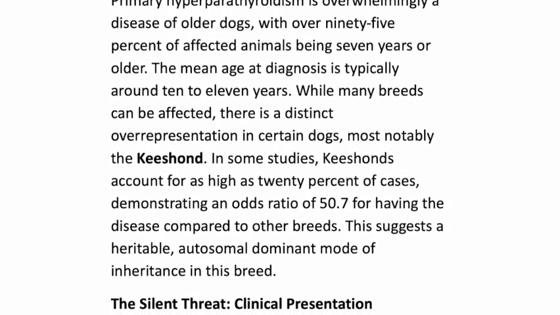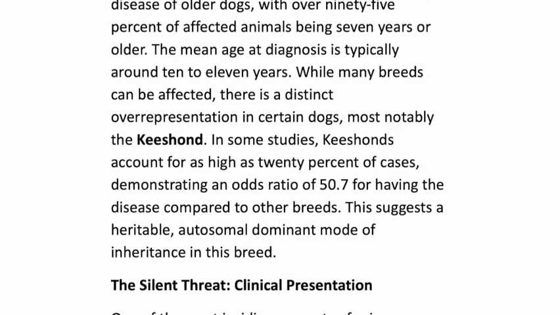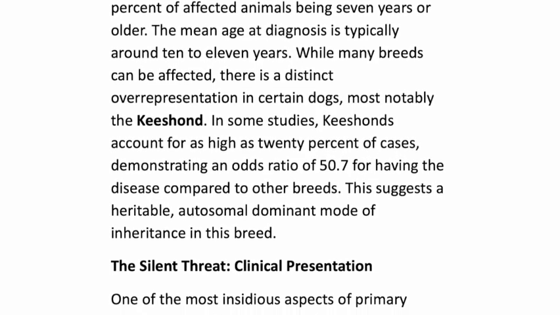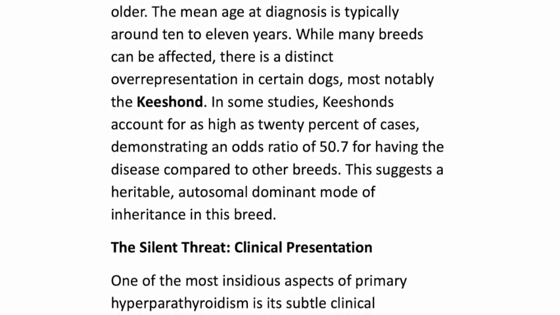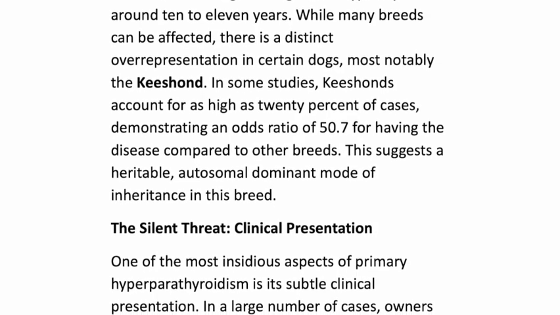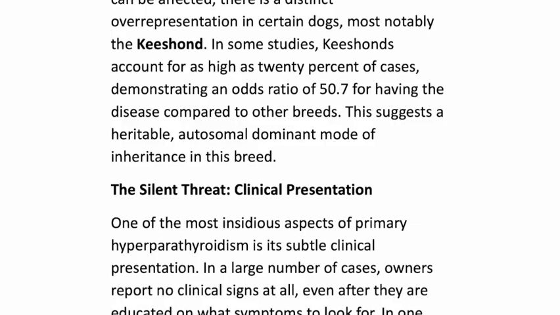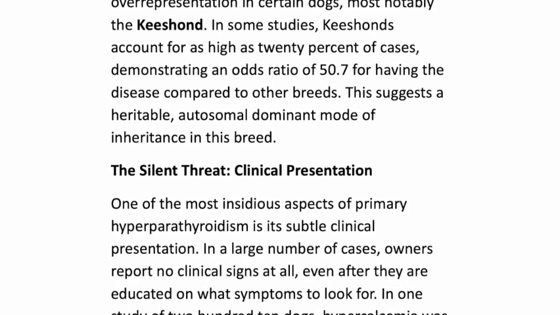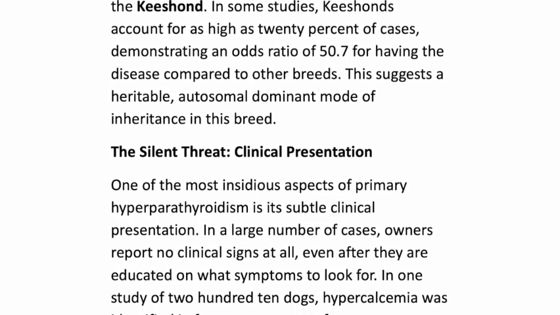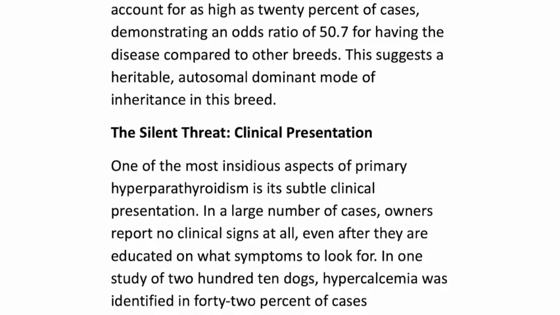While many breeds can be affected, there is a distinct overrepresentation in certain dogs, most notably the Keeshond. In some studies, Keeshonds account for as high as 20% of cases, demonstrating an odds ratio of 50.7 for having the disease compared to other breeds. This suggests a heritable, autosomal dominant mode of inheritance in this breed.